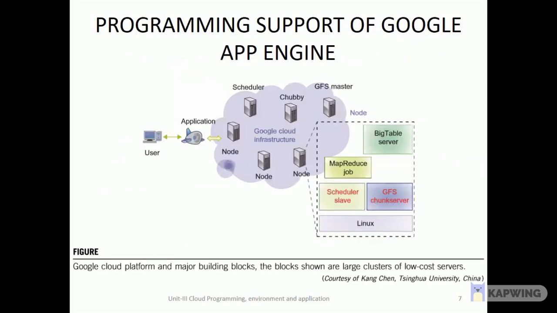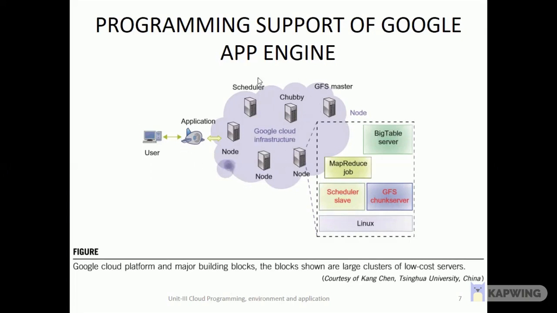So, programming support of Google App Engine. Here we can find the Google Cloud Platform and major building blocks. The blocks are shown in large clusters of low-cost servers. Here we can find a MapReduce job. This is your node. Then Linux, then scheduler slave. Then here there is a GFS chunk server, Big Table server, and user. So the user will interact. The user wants to run an application on the node.